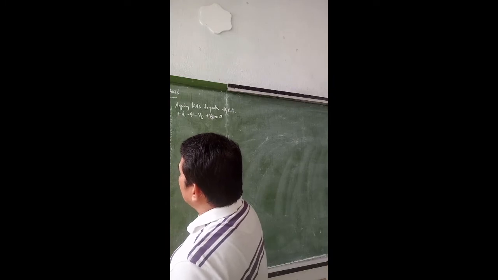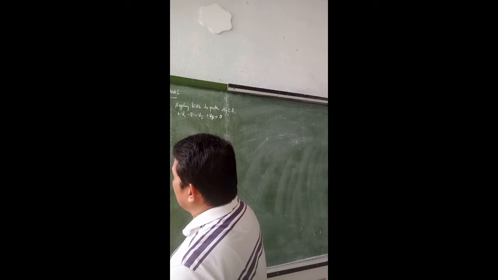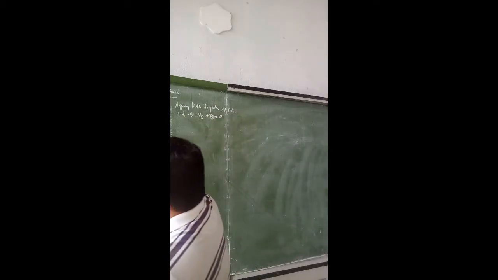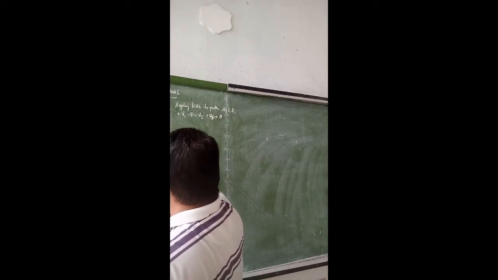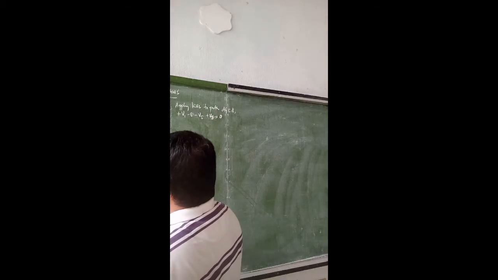V sub 4, let us supply the values. V sub 4 is 4 I sub 2. It should be 4 I sub 2 minus V sub 10, which is 10 I sub 3, 10 I sub 3, and then plus 8 minus V sub 1, which is 1 I sub 5, 1 I sub 5. So equals to 0.